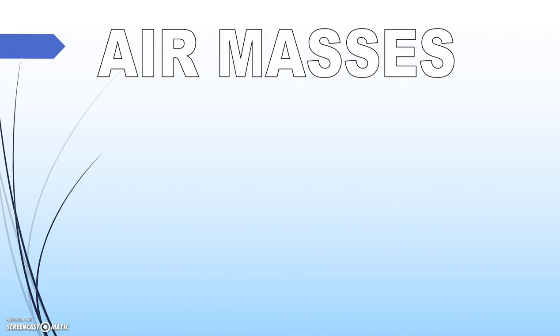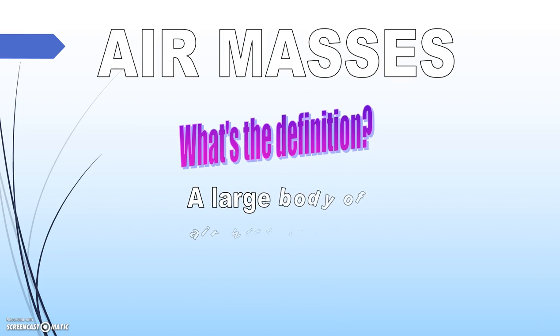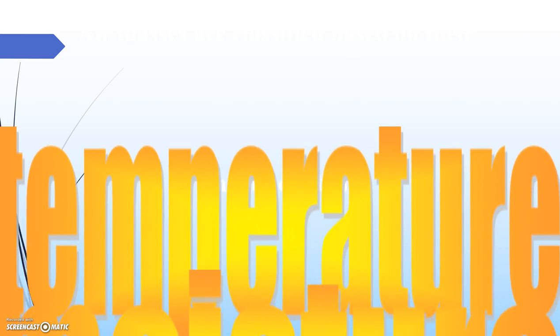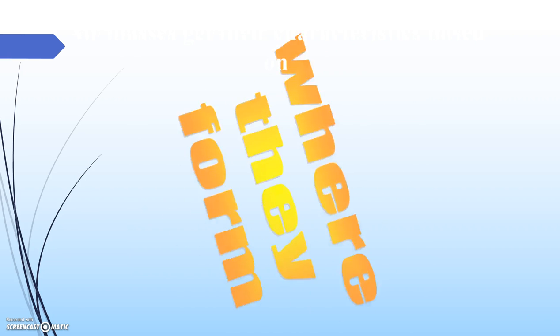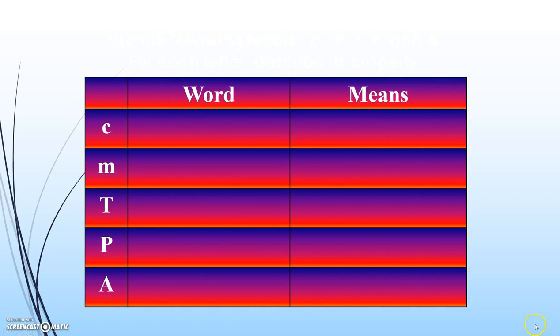First of all, what is an air mass? A large body of air with similar characteristics throughout, dealing with two characteristics: temperature and amount of moisture. Where do they form? They take on the characteristics of where they form.